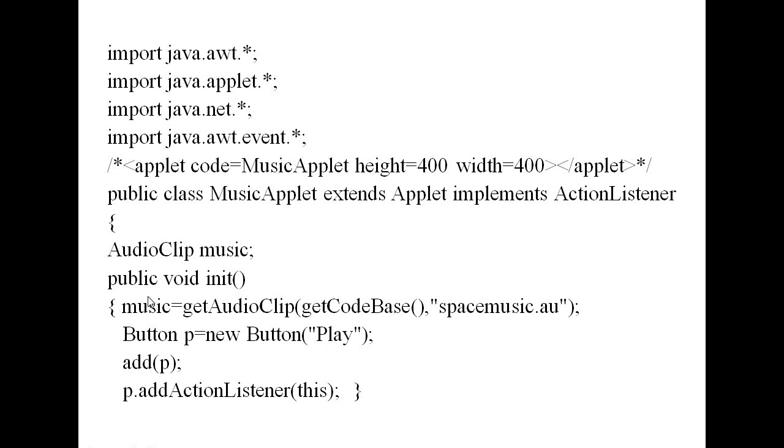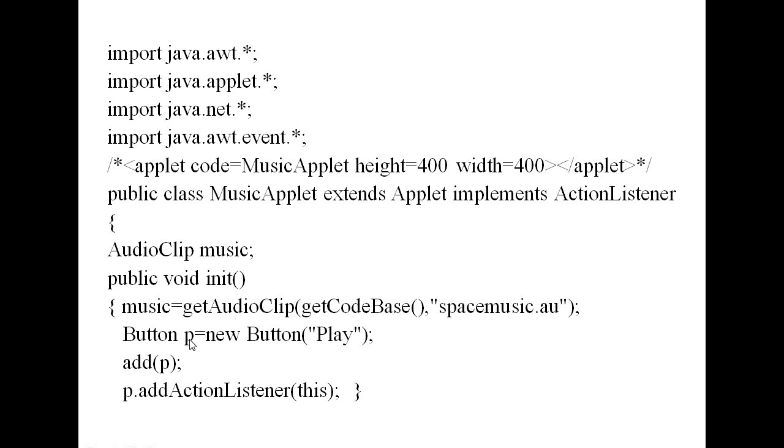Okay, so here music, that is the audio clip instance, music is equal to getAudioClip. That is the method for loading an audio file. getCodeBase, then music.au. So this is the audio file, and au is the file format or extension of the file.